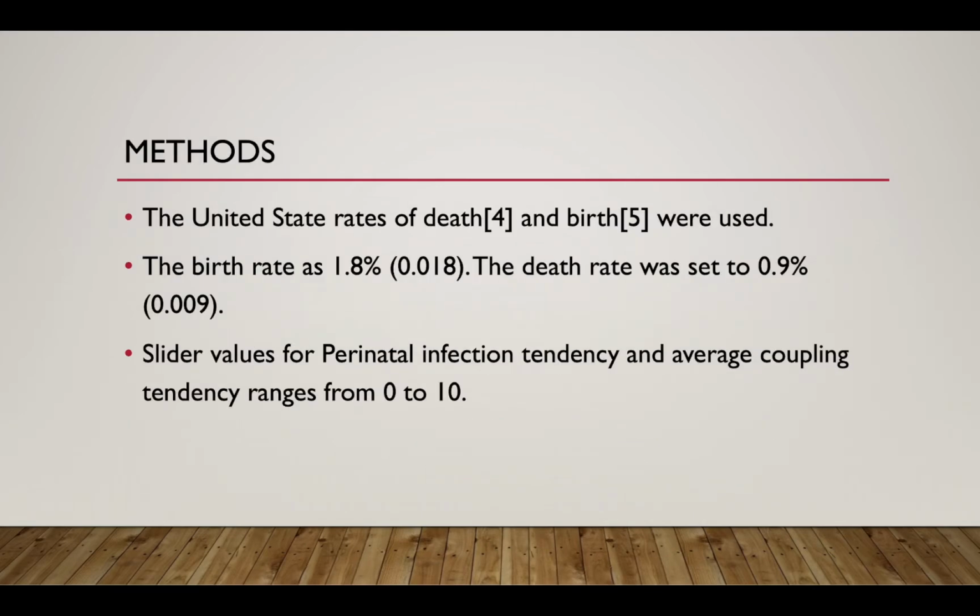The United States rates of death and birth were used. To simplify this model, we have taken the birth rate as 1.8% and the death rate was set to 0.9%. Both rates are considered constant. Slider values for perinatal infection tendency and average coupling tendency range from 0 to 10, where a value of 10 indicates 100% of births are HIV infected, while 0 indicates 0% of births are HIV infected.